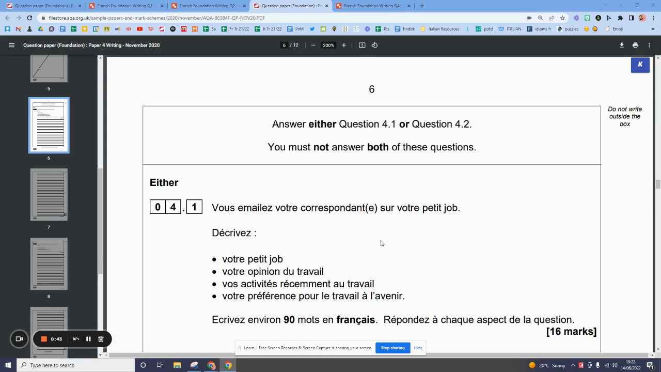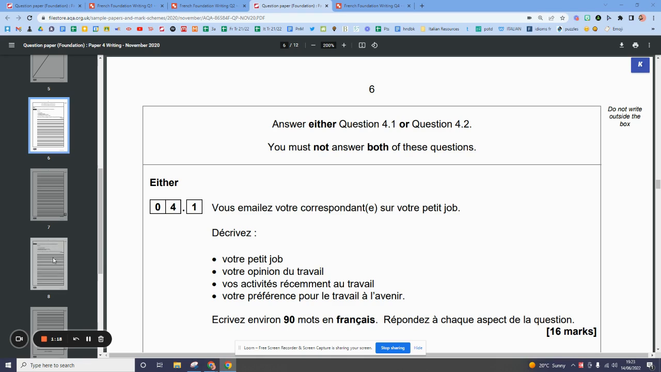So like I just said, we're going to go through the bullet points for 4.1 and 4.2, translate them, and then decide which one we like best. Vous emailez votre correspondante sur votre petit job. Décrivez. So you're emailing your pen pal or your friend about your part-time job. So that one's all right.